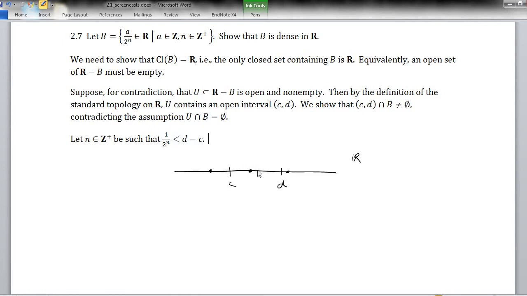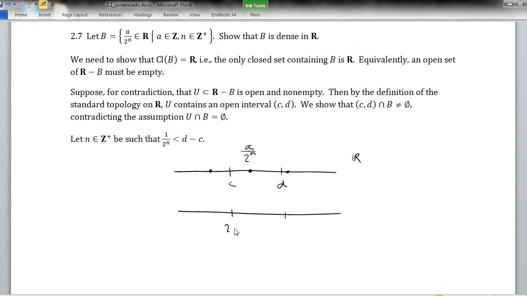Right? One of them is going to have to be between C and D, and that will be precisely the a over 2 to the n that we're looking for. Okay. So what we have to do now is figure out what the a should be, and the way to do that is to redraw this picture, but to stretch the whole thing out by a factor of 2 to the n. Okay, so just multiply all the numbers by 2 to the n.